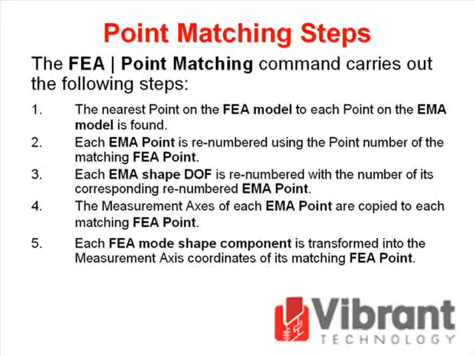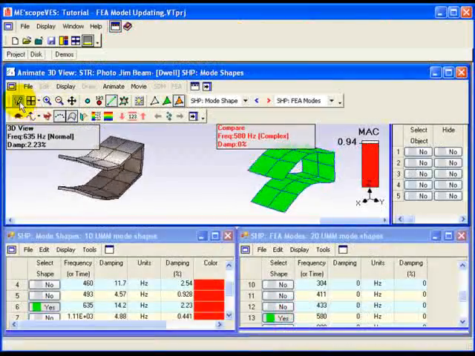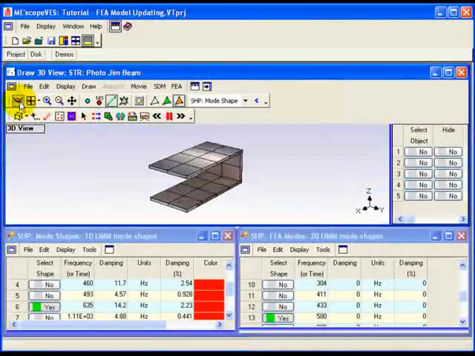To illustrate point matching, some of the point numbers on the FEA stick model will be changed so that they are different than the point numbers of their matching points on the EMA model. Then, point matching will be used to renumber the EMA points to match the renumbered FEA points. Execute Animate, Draw in the structure EMA Photo Gym Beam window to terminate animation.